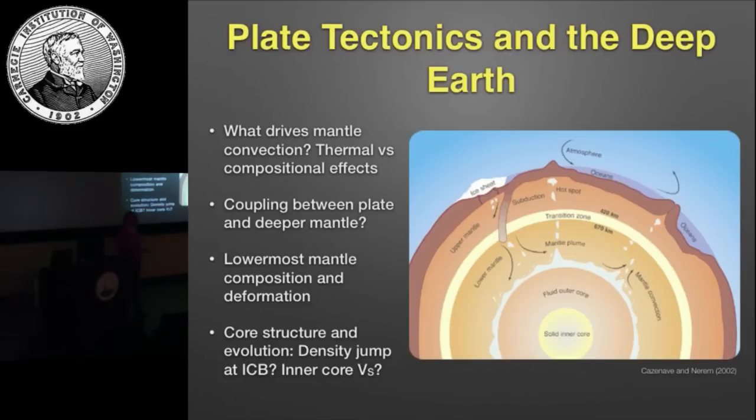We do not have very strong, very definite constraints on the density jump at the inner core boundary, which is an important constraint to have in terms of the evolution of the core. How fast has it been growing? When did it actually form? And also the velocity of shear waves inside the inner core. There's a big discrepancy between estimates from seismology and from mineral physics. So these are the kind of subjects I'm interested in.